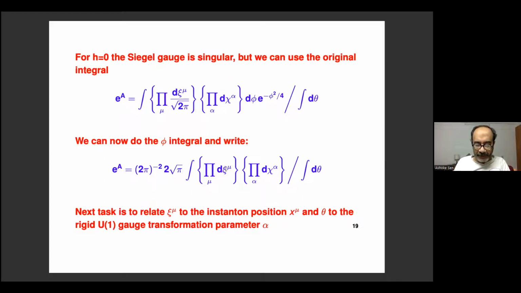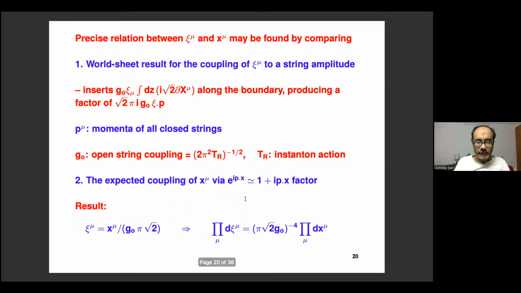So the idea now is that we'll have to first relate the xi mu's to the instanton position x mu, and theta to the rigid U1 gauge transformation parameter alpha. I'll explain what this rigid U1 gauge transformation parameter is. So first, let's see how to relate xi mu and x mu. This we find by comparing two results.